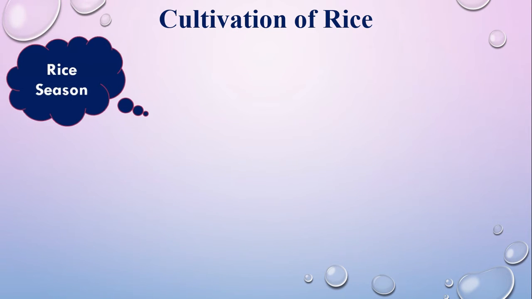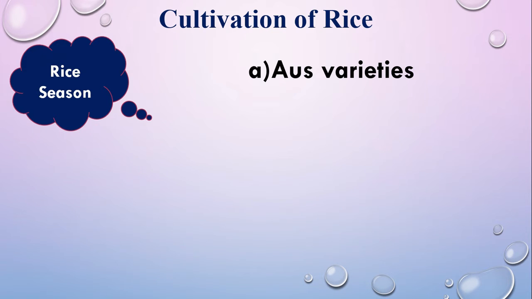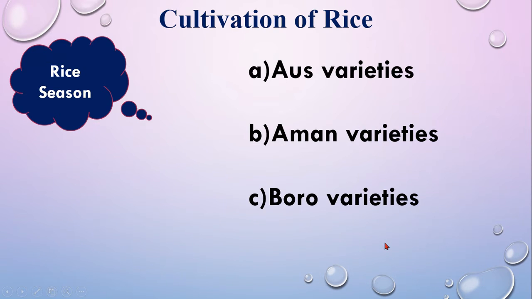Next point is rice season. In our country there are 3 types of rice season: the first one is Aush, the second is Amon, and the third one is Boro. That means 3 seasons: Aush, Amon, and Boro. The rice which is cultivated in Aush season is named Aush varieties. The rice which is cultivated in Amon season is called Amon varieties. And the rice which is cultivated in Boro season is called Boro varieties.